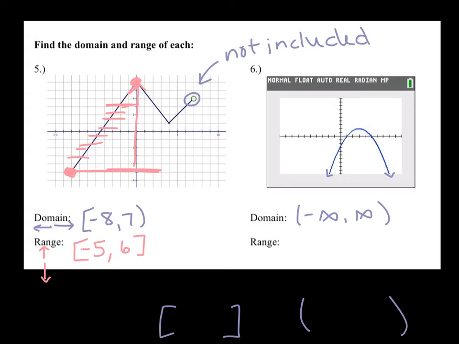The range from bottom to top is going to continue on forever, but the highest point that it ever reaches is there at 2. So we can't ever reach negative infinity. So that is technically our starting point or our lowest point that our graph reaches. But the highest point it's going to reach is 2, which is part of our function. So we're going to use a bracket. So remember, parentheses not included, brackets is included.